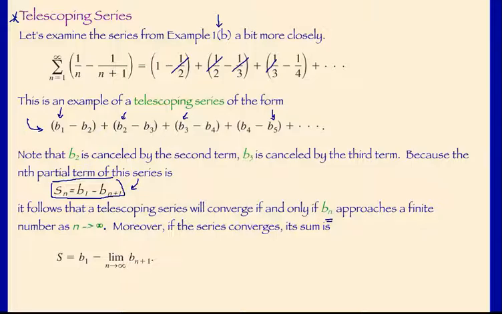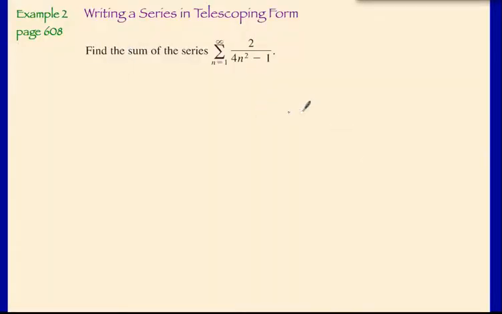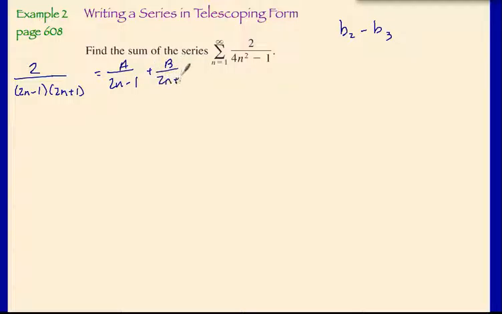Let's look at an example to see how this is going to work. And it's going to bring up our old friend partial fractions, because this doesn't look like a telescoping series. We're looking for a telescoping series as something like b2 minus b3 or something like that. This is just one term, but look what happens when we separate this into 2n minus 1, 2n plus 1 as our denominator. We know that we can rewrite this as two separate rational expressions by making this A over 2n minus 1 plus B over 2n plus 1.